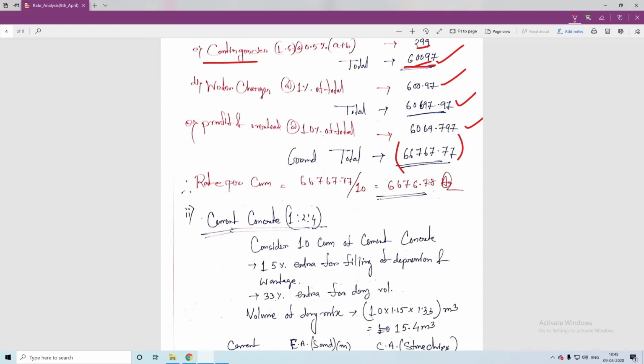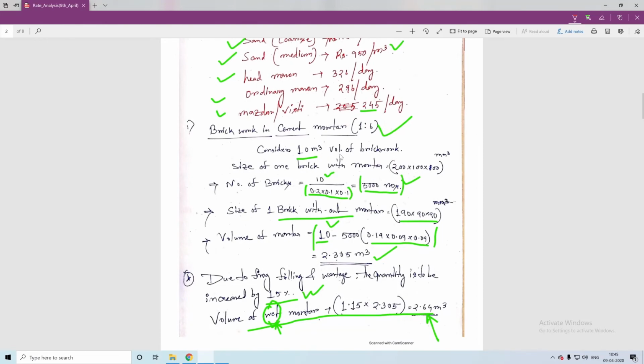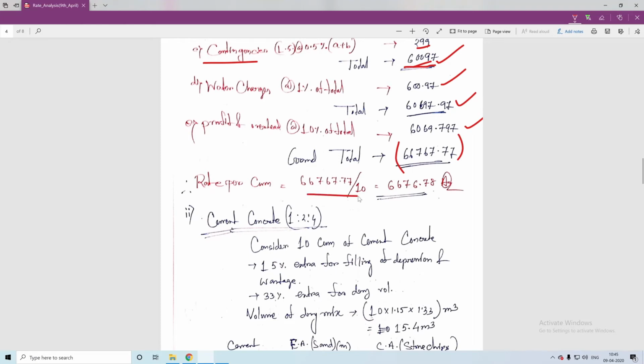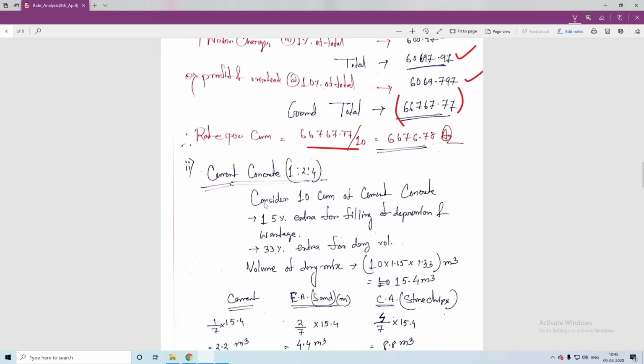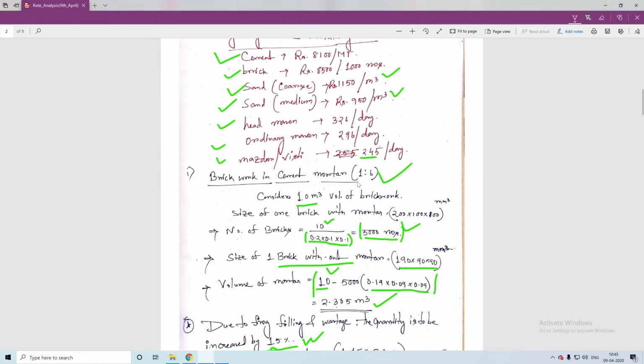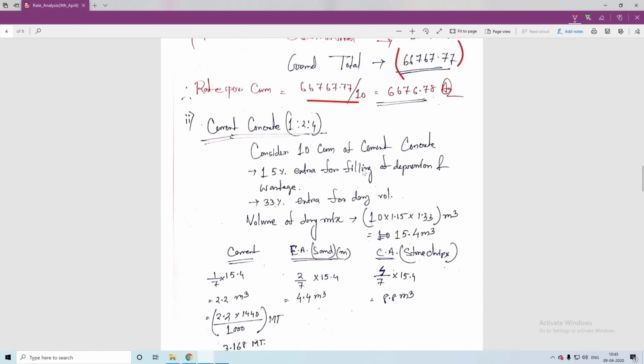So this grand total is for, as I initially considered, 10 cubic meter volume, so just divide it by 10 and you will get this value. This is the rate per cubic meter. So when I get this rate per cubic meter, you can get any volume of brickwork in 1:6. So this is how you can calculate the brickwork in cement mortar.